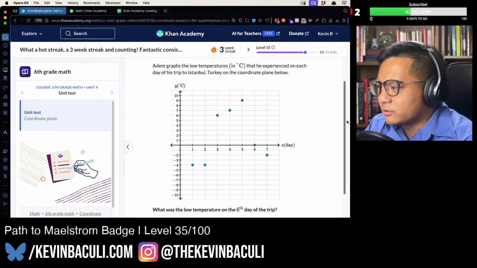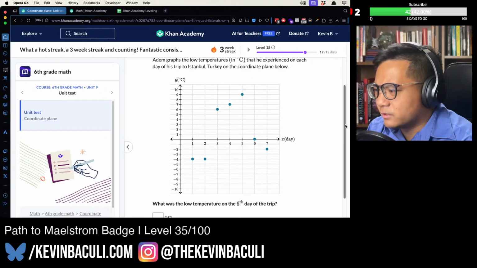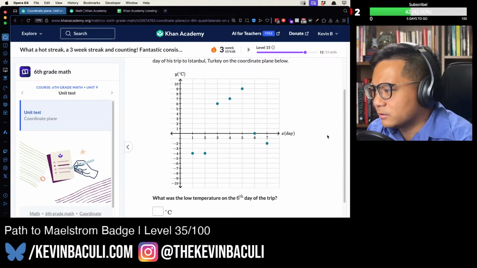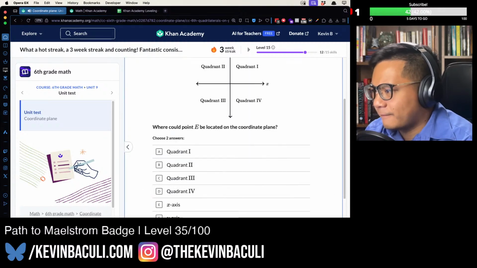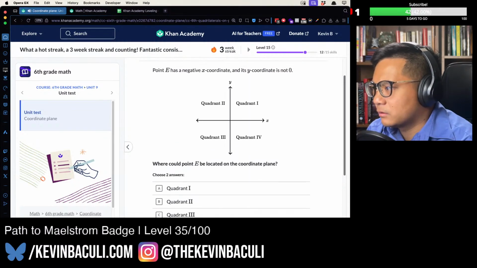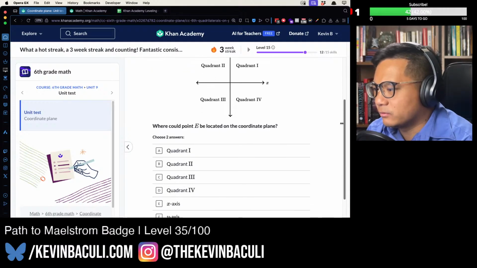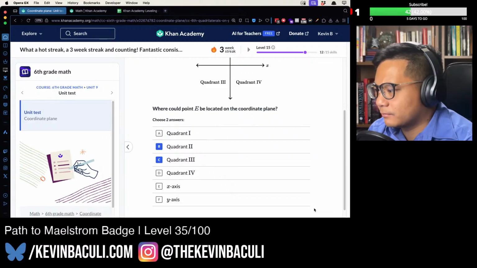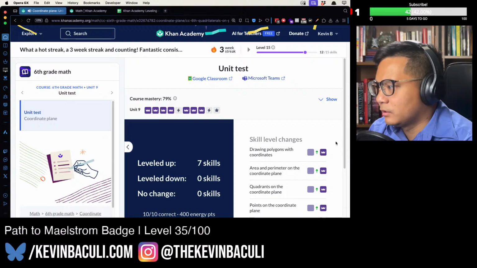Adam graphs the low temperatures in LCS. What was the low temperature on the 6th day of the trip? 0. Point E has a negative x coordinate and its y coordinate is not 0. So 2 and 3. There we go.